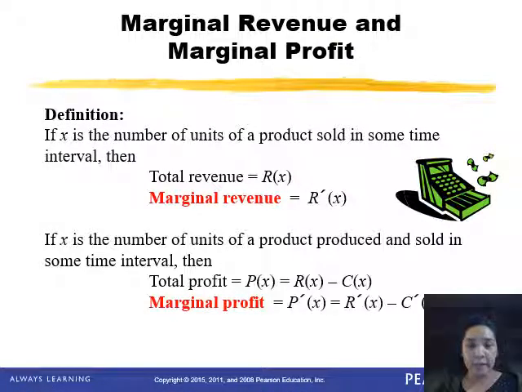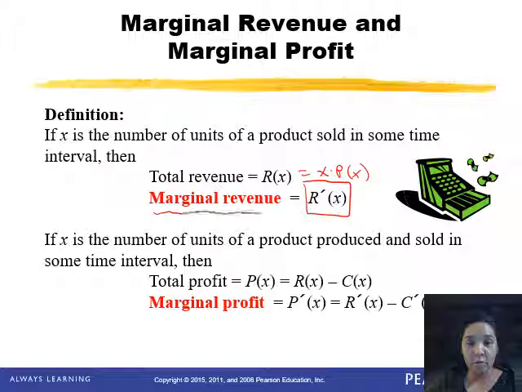All right. So just like you have the revenue, and remember revenue is equal to X times P of X, right? The price, the amount of product that you sold times the price that you sold it at. And so the marginal revenue is just the derivative of the revenue function. R prime of X is the marginal revenue.